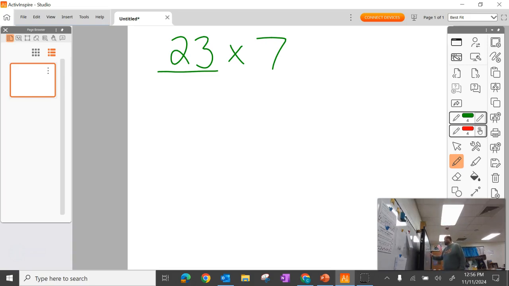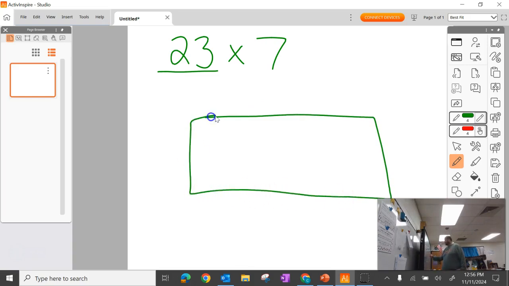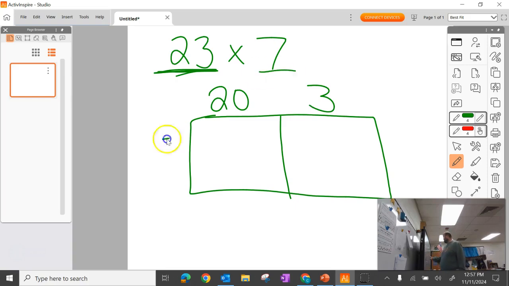So what you're going to want to do is draw a box, a rectangle. All right. And there are 2 digits here, so we're going to split this rectangle into 2. You always split your rectangle into however many digits there are in that first factor. Then I'm going to take that first factor and split it into expanded form. So that 2 is a 20 because there are 2 tens, 20. And then 3 is by itself. And then we take the 7 and put it over here.